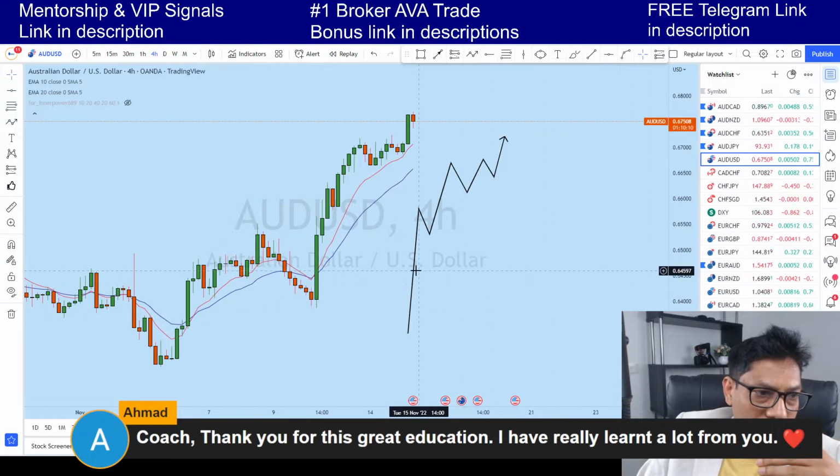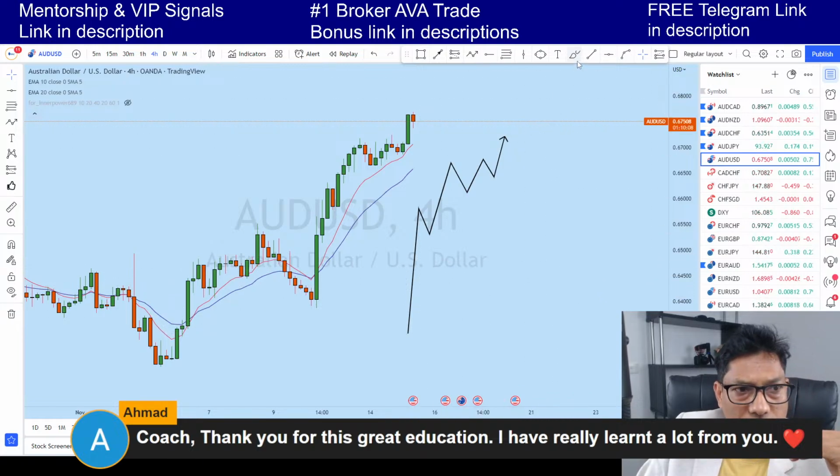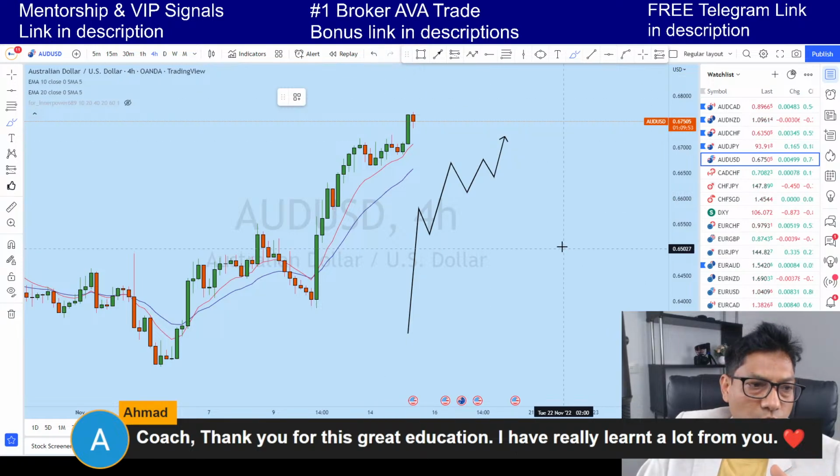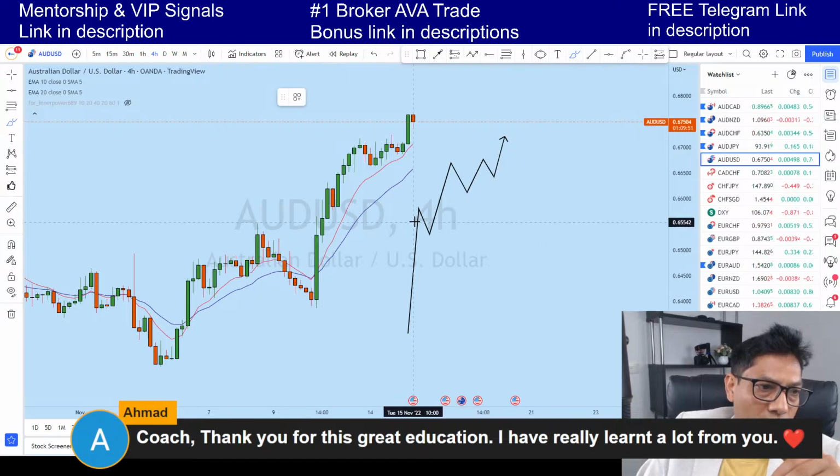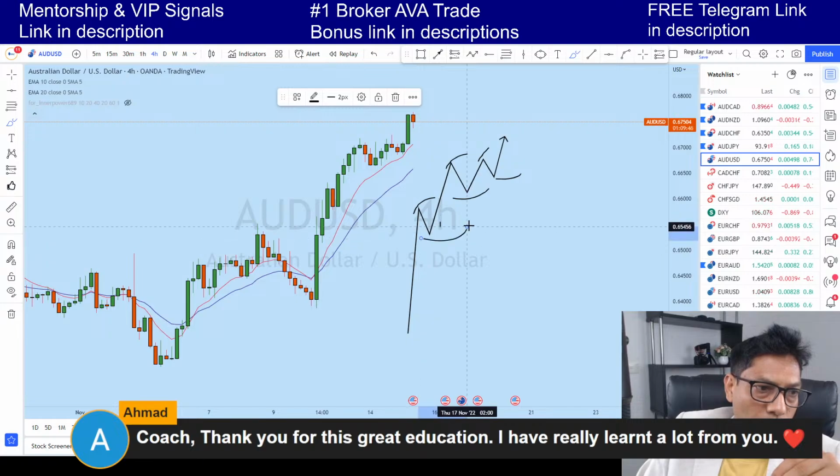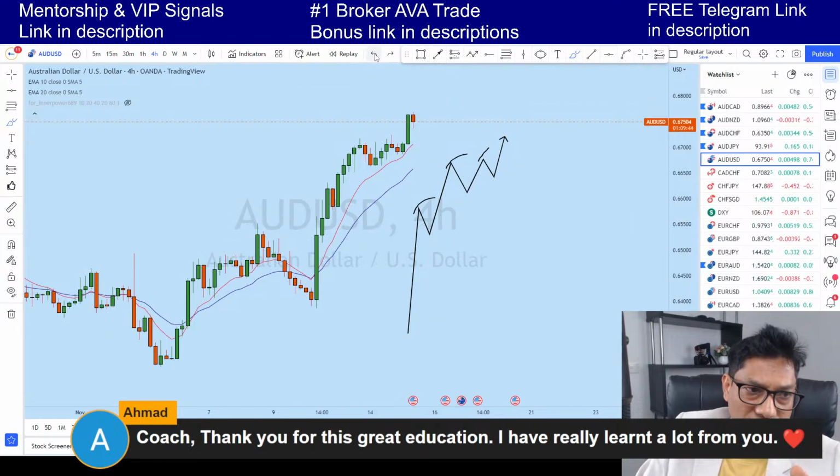So let's look now at the Aussie dollar. Okay, how is this market formed? The only way you can understand whether a market is trending or sideways is from the market structure. These are the basic things that you need to know as a trader. A market structure is when you see a market forming a series of higher highs and higher lows, which is what we call a market structure.